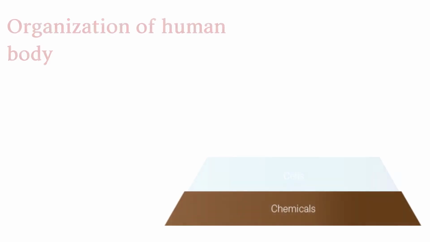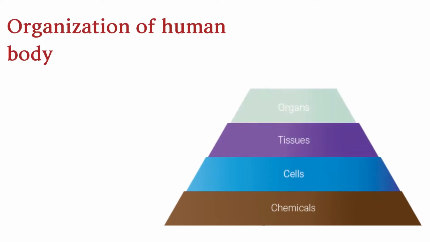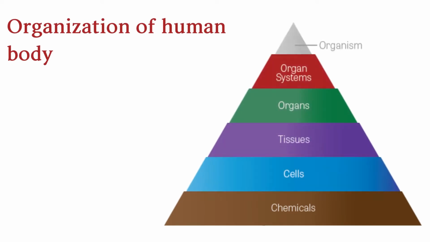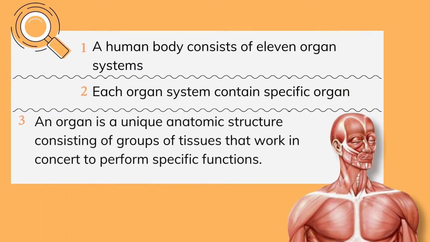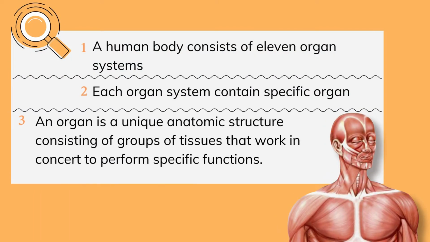We can think of the basic structure and functional organization of the human body as a pyramid in which the lowest level of organization consists of cells and chemicals. Organs and organ systems represent the highest level of the body's organization. The human body consists of 11 organ systems. Each contains several specific organs.